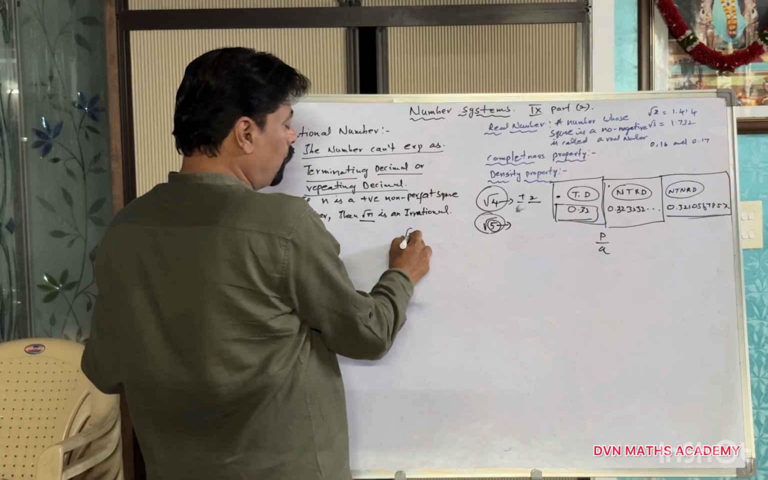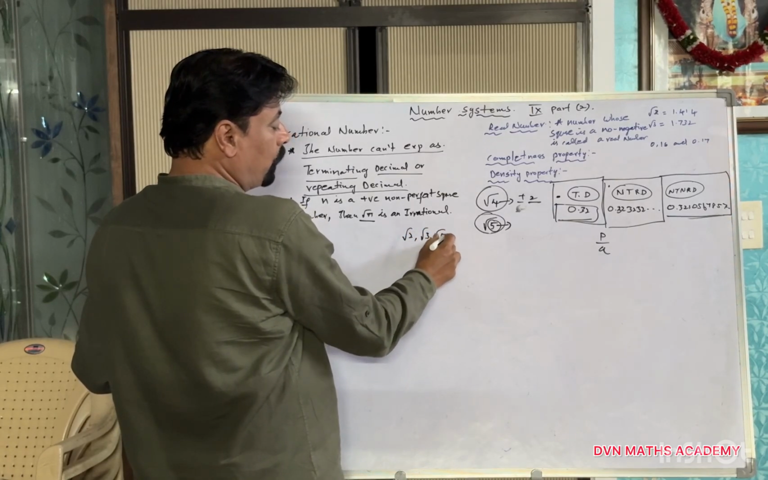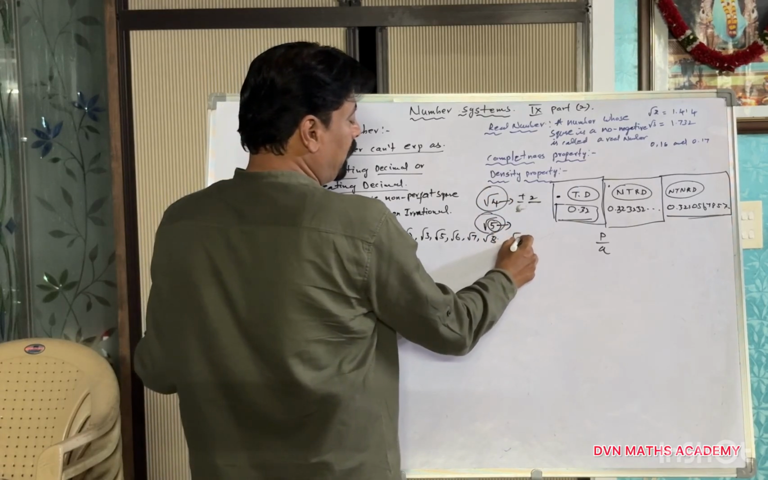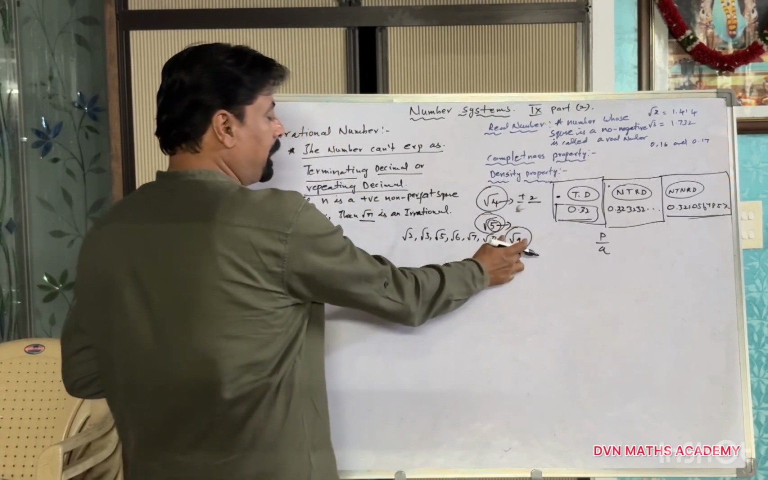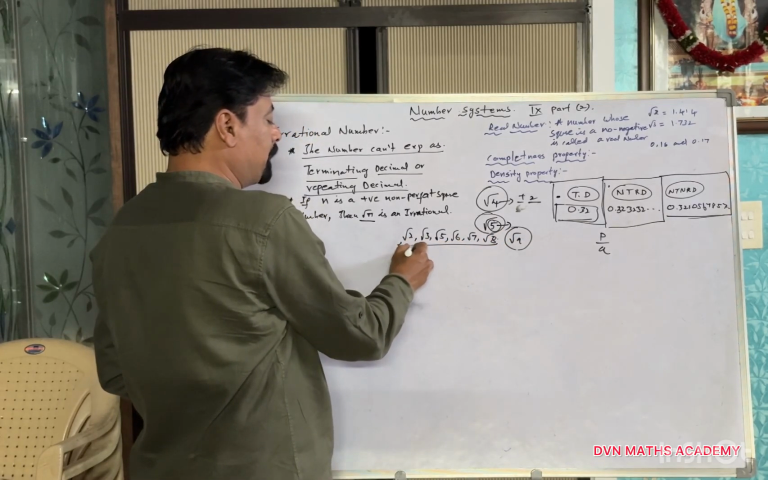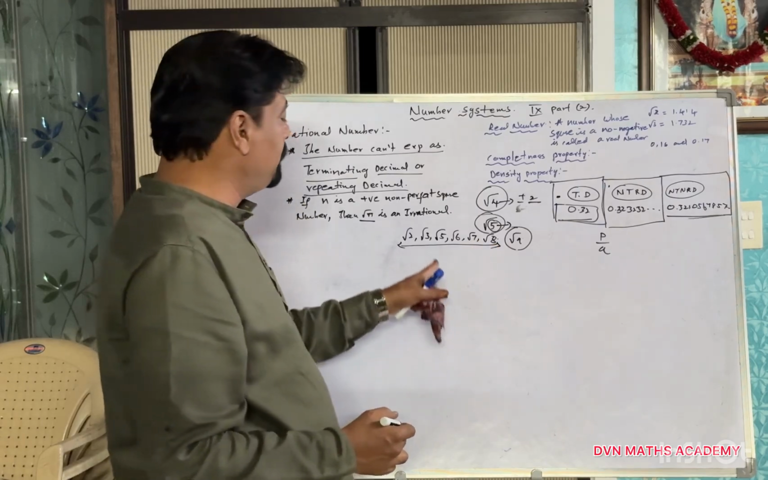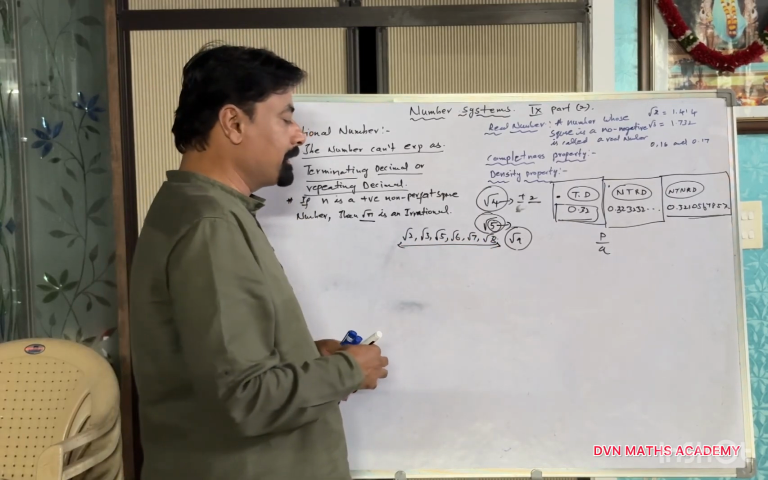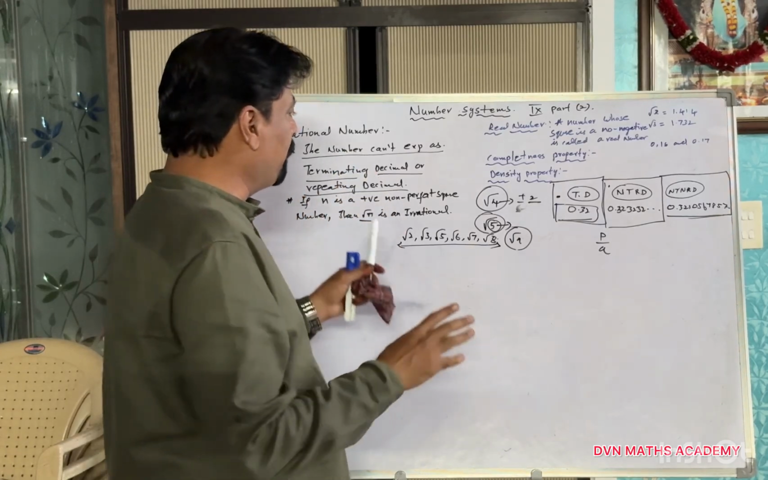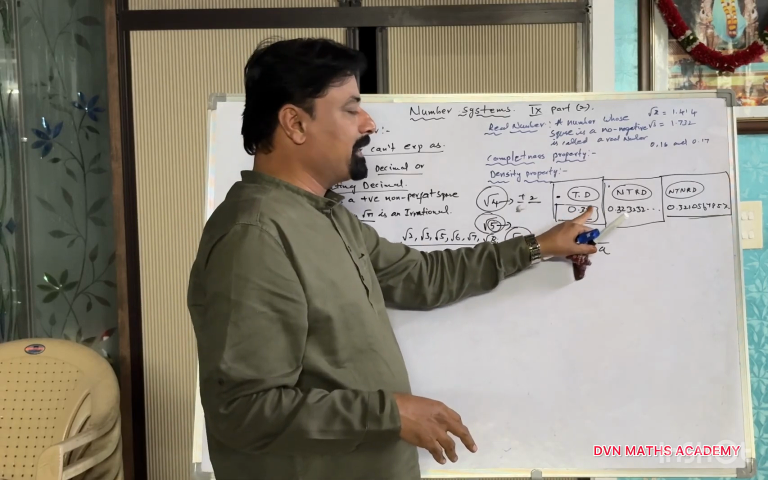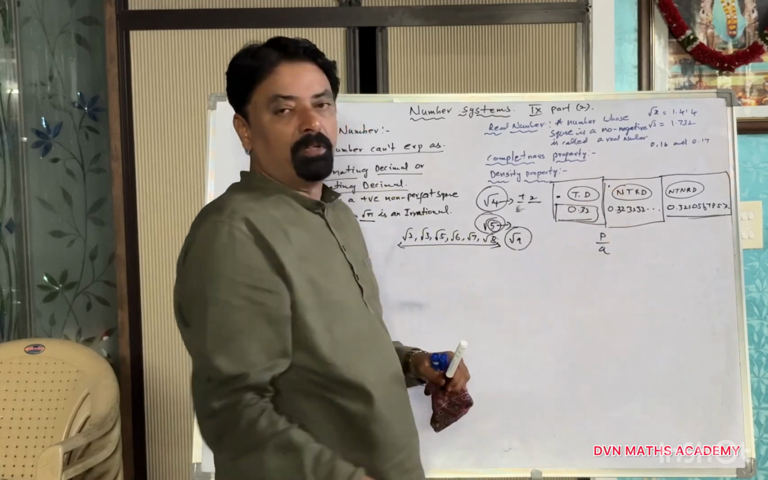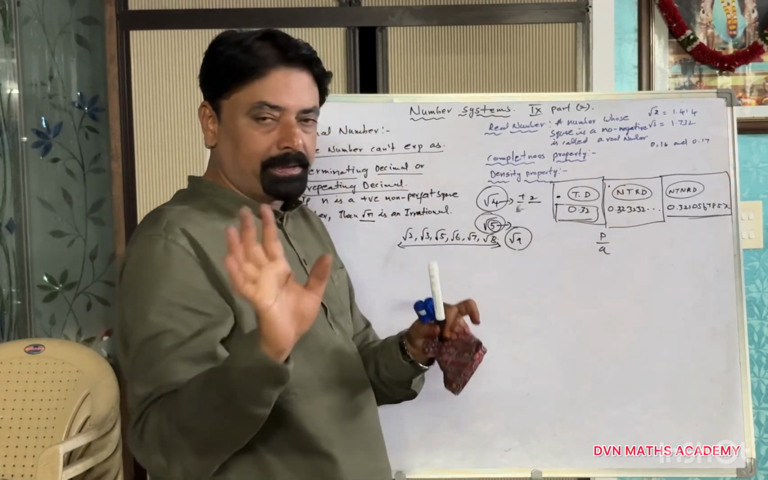So root 2, root 3, root 5, root 6, root 7, root 8, all these numbers are non-perfect square numbers. Hence we can call them irrational numbers. But root 9 is not irrational, because according to my second definition, 9 is a perfect square number. So I explained two definitions. A number we cannot express as a terminating decimal or non-terminating repeating decimal, meaning we cannot represent it in the form of p by q, is called an irrational number.